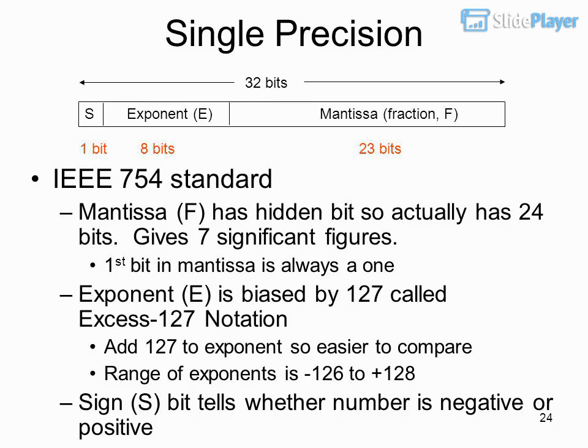The exponent E is biased by 127, called excess-127 notation. Add 127 to the exponent so it is easier to compare. The range of exponents is minus 126 to plus 128. The sign bit S tells whether the number is negative or positive.